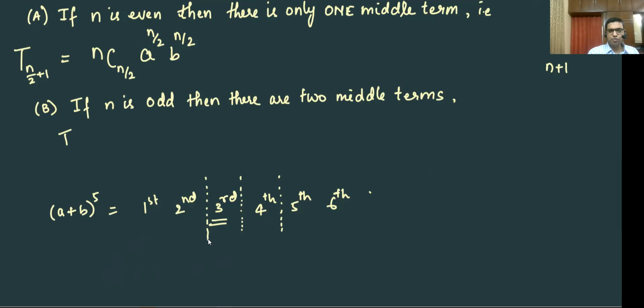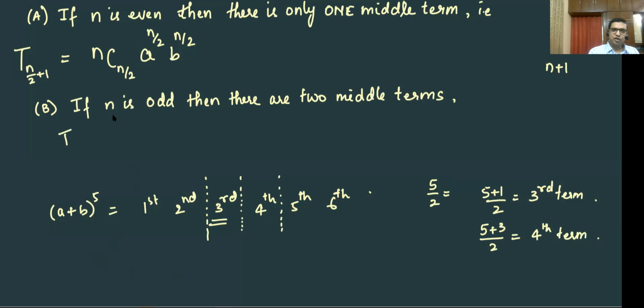So these are the two middle terms. 5 by 2 is 2.5. So the third term will be 5 plus 1 upon 2. That will be the third term. Then 5 plus 3 upon 2, that will be the fourth term. So if n is odd, then there are two middle terms.